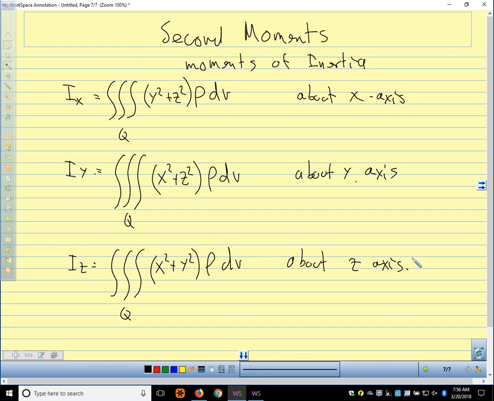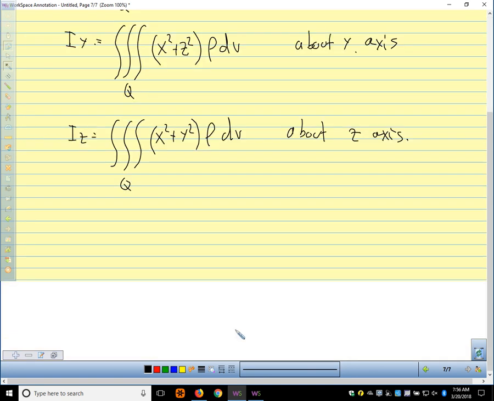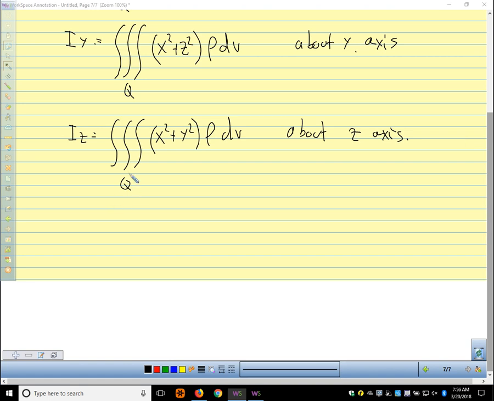We can do a couple of things to shortcut some of these calculations. Some of these calculations can turn out kind of difficult, especially in rectangular coordinates. We can define our moments of inertia about a plane. So I sub xy is the second moment about the xy plane. Well, the square of the distance from the xy plane is z squared, rho dV. And I'm going to do these sideways. This is about the xy plane.